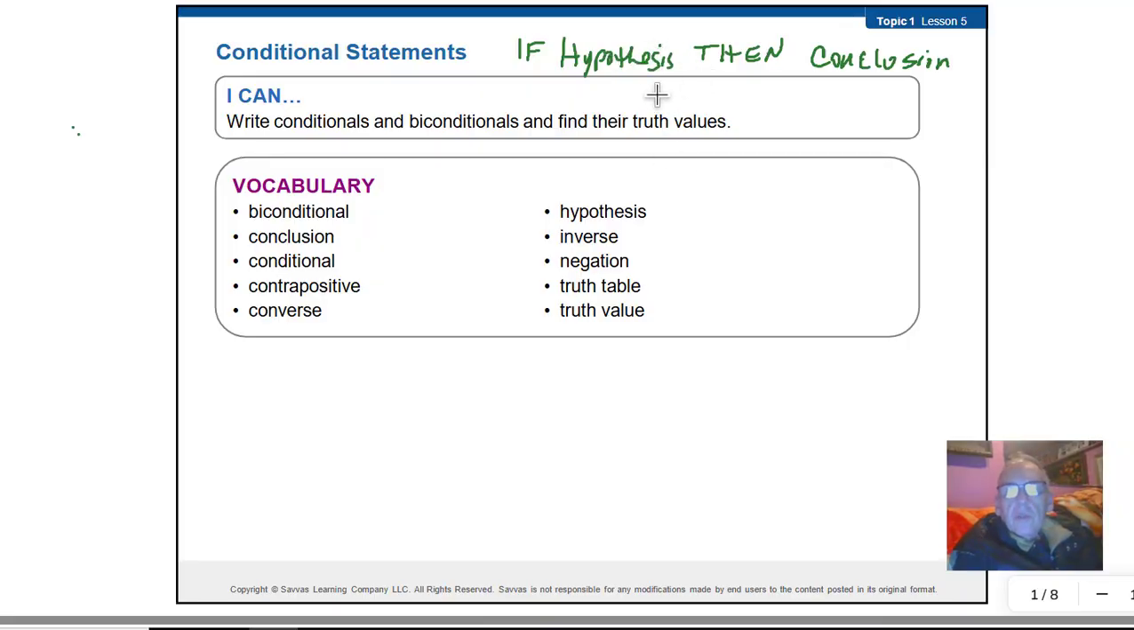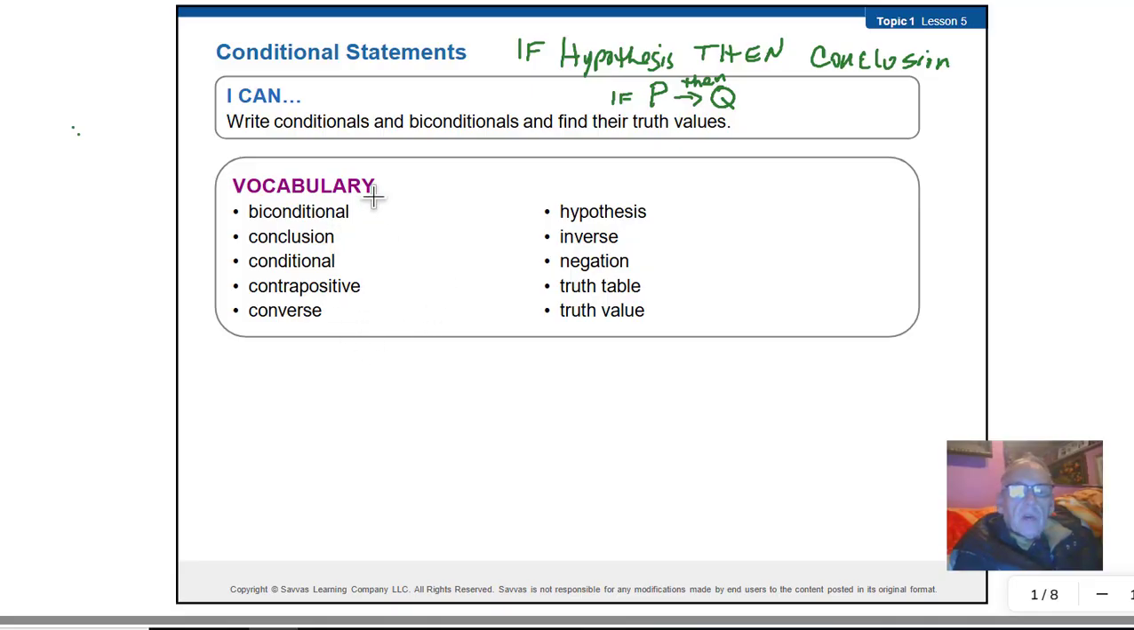There's a notation that goes with this. We let P stand for hypothesis, and then we have a right-hand pointing arrow and a Q for the conclusion. And we read this as P implies Q, or if P, then Q. So the P is like a variable. It stands for whatever the hypothesis phrase is, and the Q is another variable that stands for whatever the conclusion is, and they're separated by an if. Well, they start with an if and they're separated by a then.